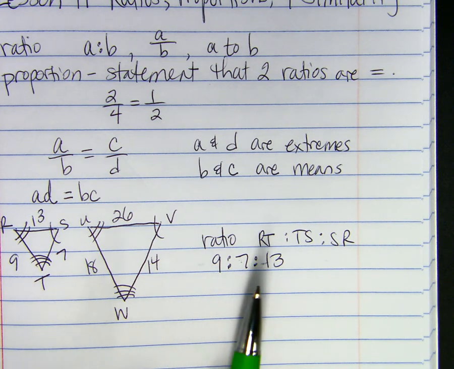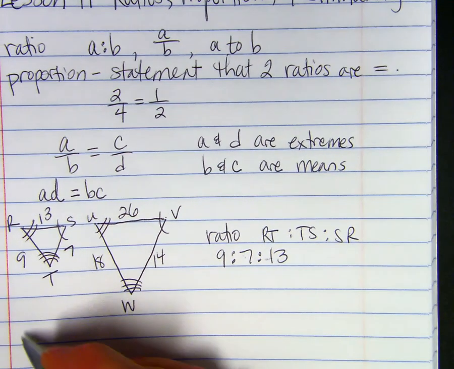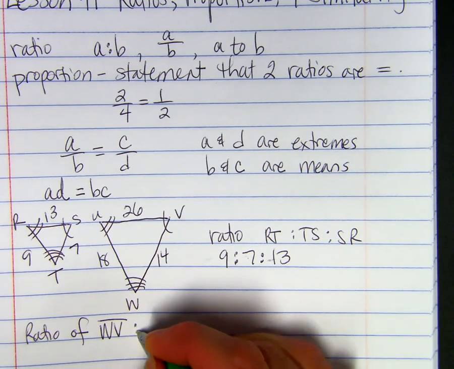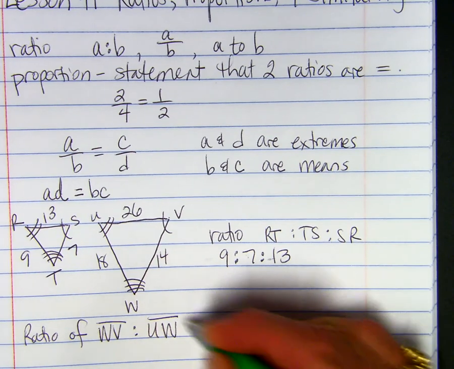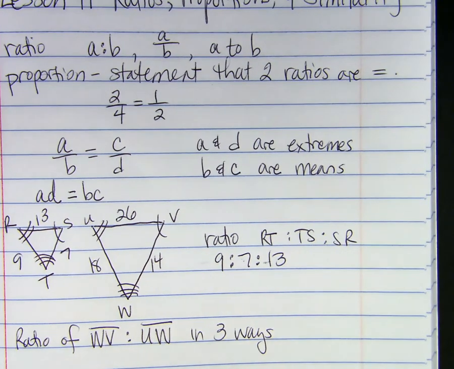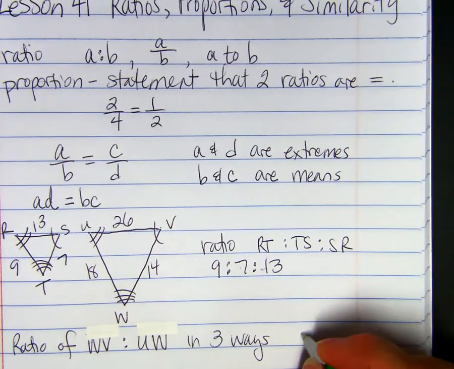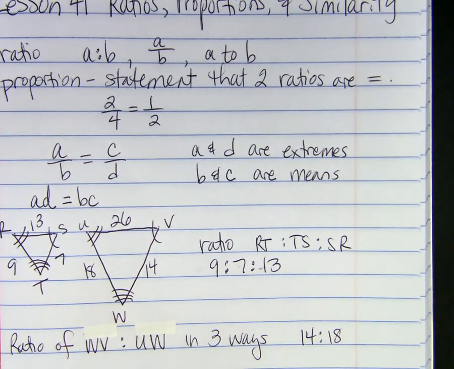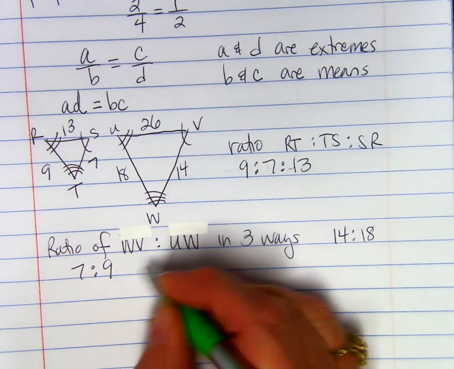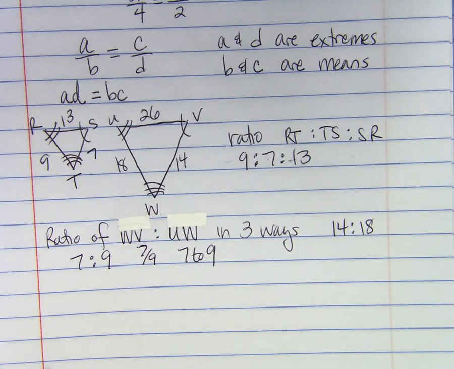Now write the ratio of WV to UW in three ways. Whoops, I guess I wasn't supposed to put the overbar on there. I forgot, because we're just talking about lengths. So it's 14 to 18, but you can reduce to 7/9. So we could write 7 to 9, 7/9 as a fraction, or 7 to 9 with the word "to".